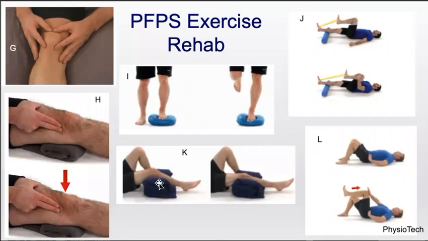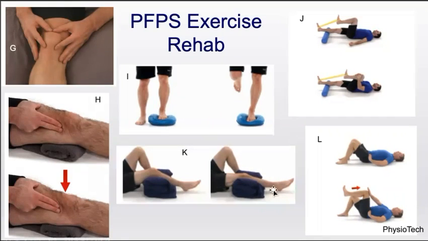You can also provide some specific home self-mobilization techniques. So you can see in this image labeled G, the individual is placing some inferior pressure to the top of the patella. And in the image labeled H, they're doing some medial lateral self-mobilization. This can be very therapeutic. It feels good. It also helps the individual learn to deactivate their quadriceps or calm their quadriceps down while they allow some natural movement in the patella to occur.